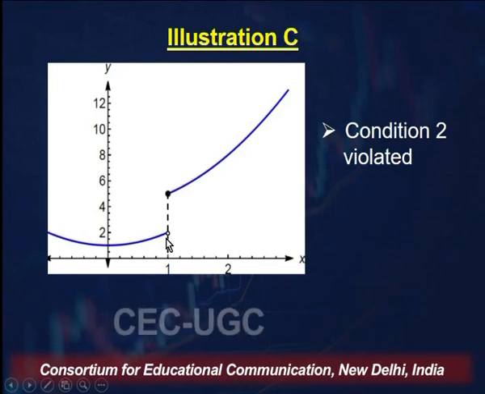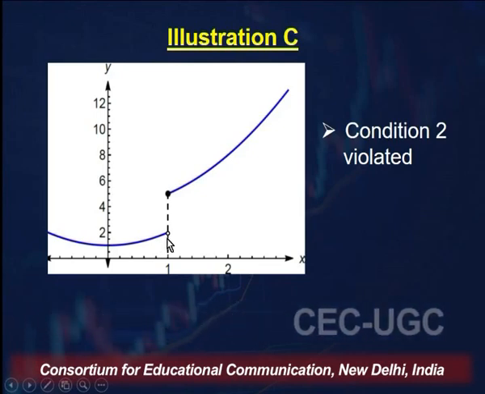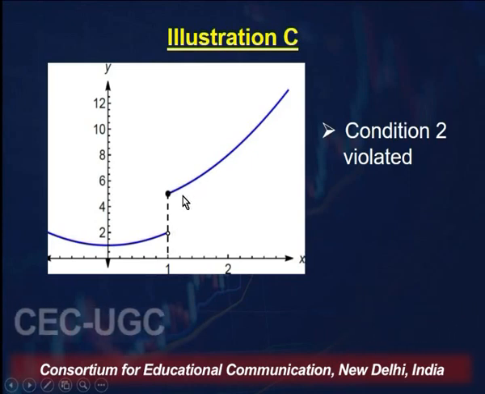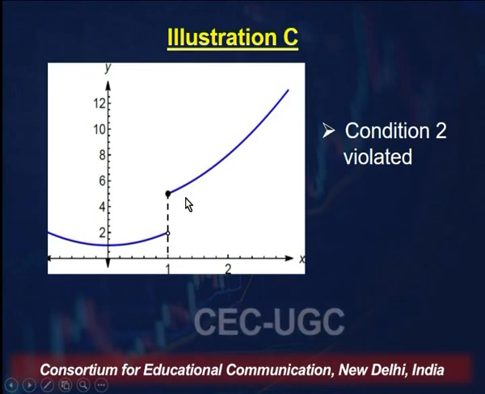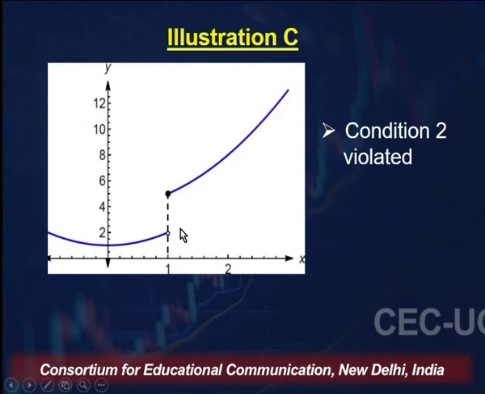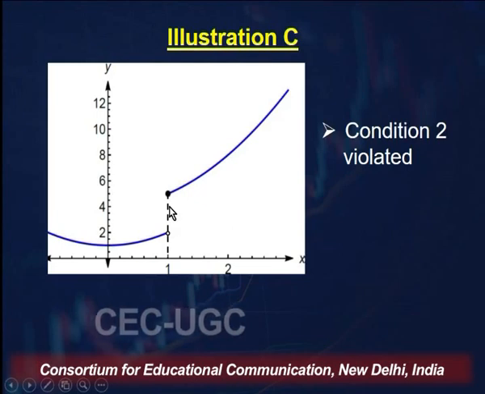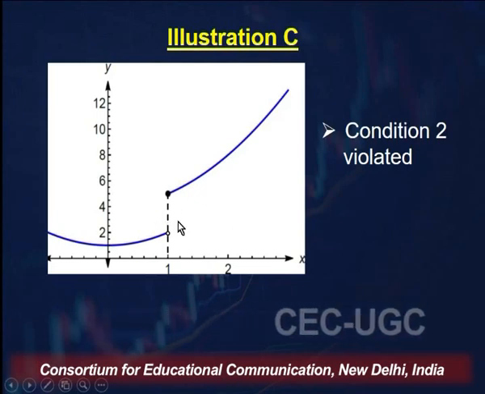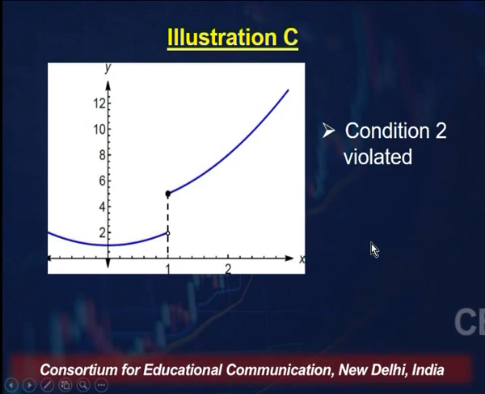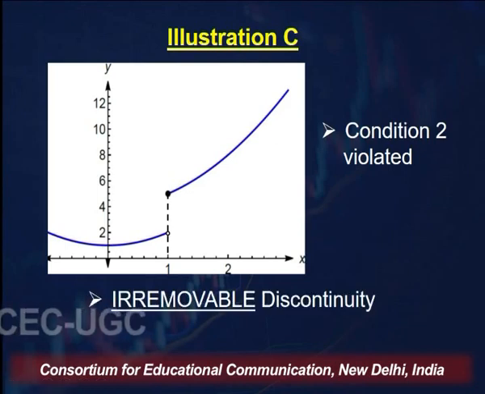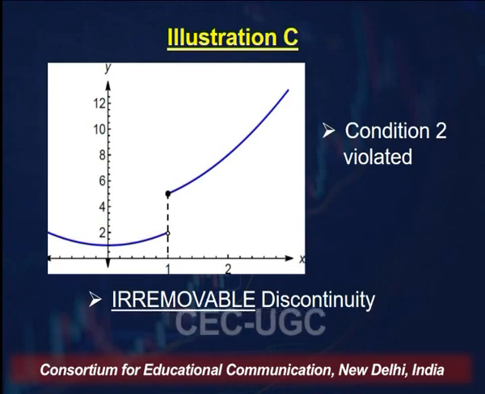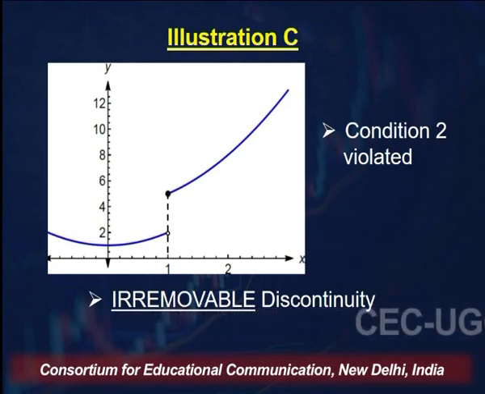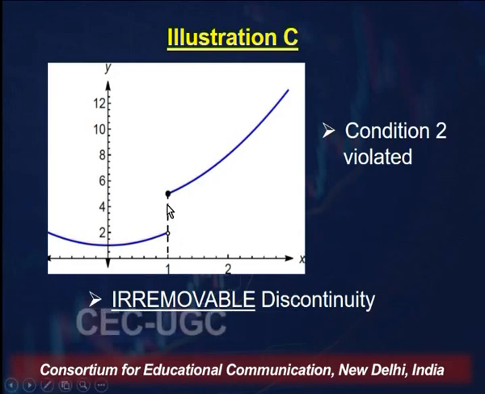If you approach 1 from the left, the function approaches 2. If you approach 1 from the right, the function approaches 5. So this is a case of a jump discontinuity, where you can clearly see this big jump in the graph. This is also a case of an irremovable discontinuity, which is to say that removing the discontinuity is not going to be possible, because you have all these points to take care of.